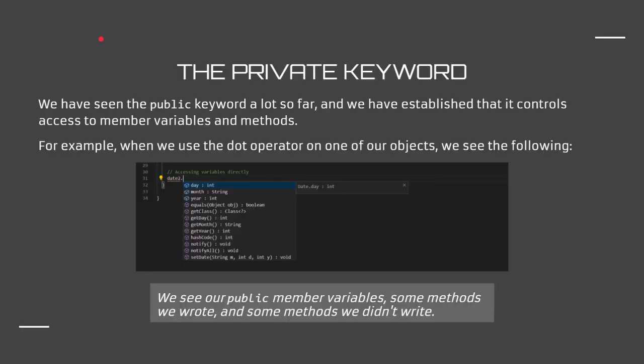The private keyword. So we've seen the public keyword a lot so far, and we've established that it controls access to member variables and methods. As I said, it means that we can use variables and methods in other files. So it's what allows us to do what we've done by using date instances and changing their variables and using their methods. So for example, when we use the dot operator on one of our instances, we see the following. It's a list of all of our public member variables, some methods we wrote, and some methods we didn't write as well.